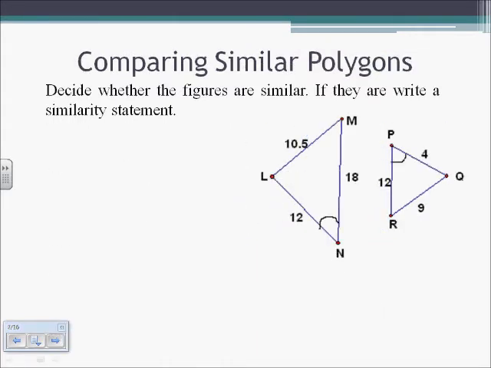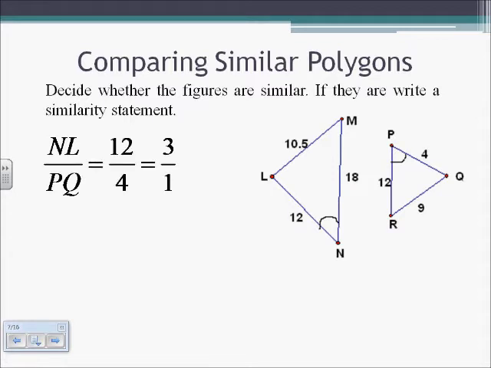Alright, same question here. Decide whether the figures are similar. If they are, write a similarity statement. So I can flip around my triangle here to match on this one, have it pointing this way. And then I'll take a look at my proportions.